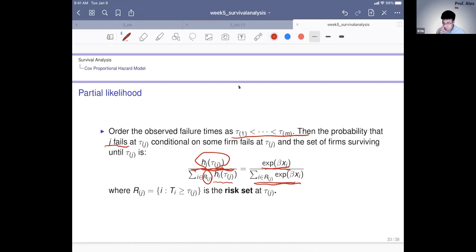Okay. Does that make sense? Just to make sure, does the numerator included in the denominator? It is. Because the jth person has to be in that set. Yeah, that makes sense. Thank you.